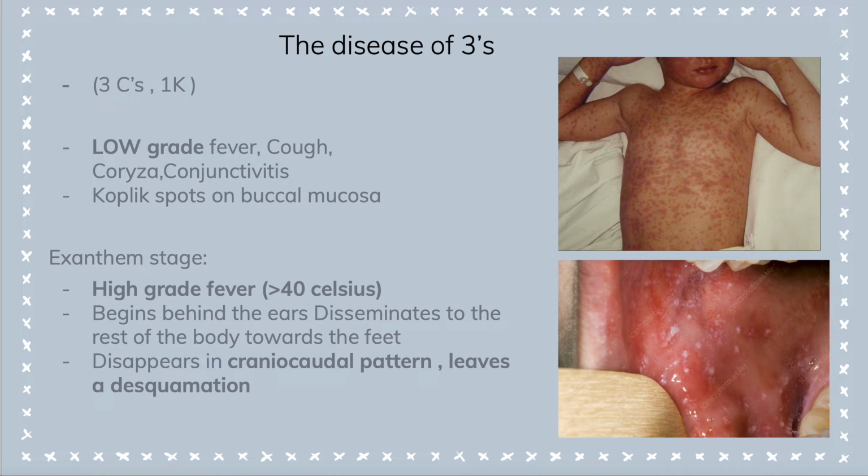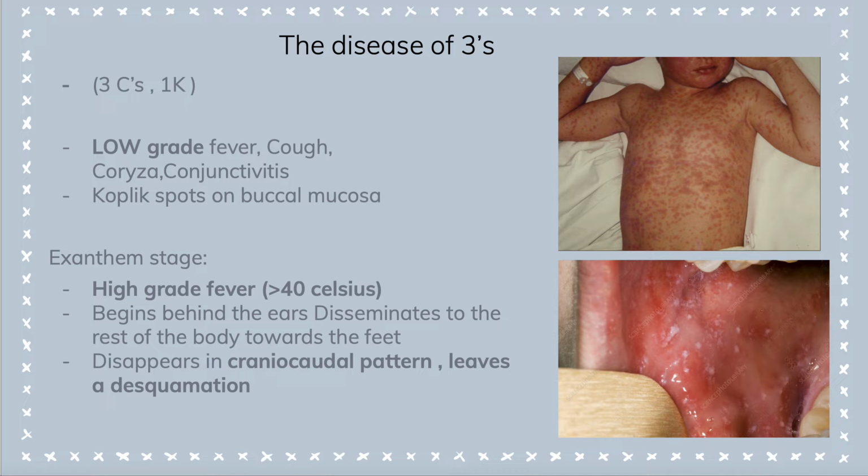Okay, what about the exanthem phase? They usually present with a high-grade fever, more than 40 Celsius, and they come with a rash that starts behind the ear and disseminates to the rest of the body towards the feet, and also disappears in a craniocaudal pattern, which means it disappears first from the head and then the rest of the body, leaving a desquamation that will last only 7 to 10 days.